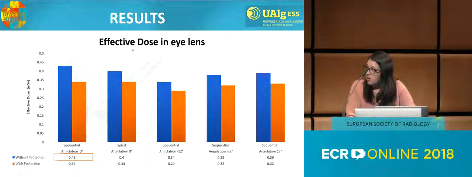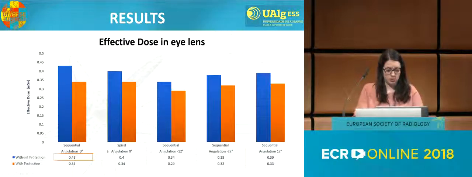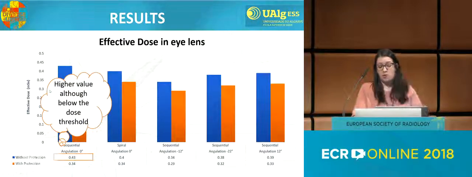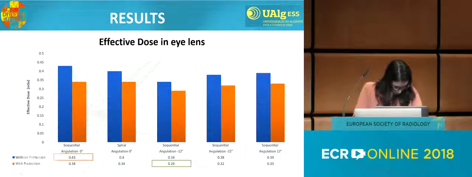In terms of effective dose in the eye lens, here you can see in sequential 0 degrees without protection, the value was 0.43 millisieverts. It is the highest value, although below the dose threshold. And with sequential and minus 12 degrees we obtained 0.29 millisieverts.